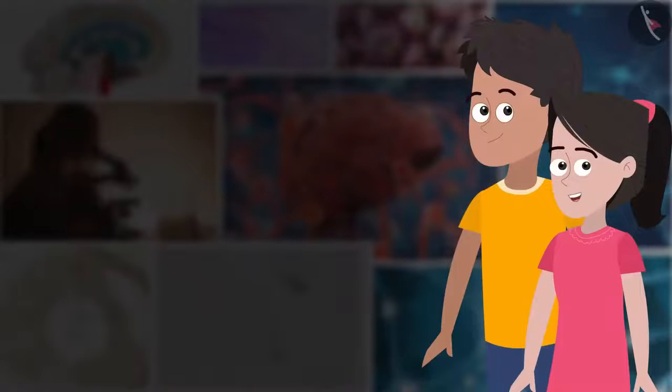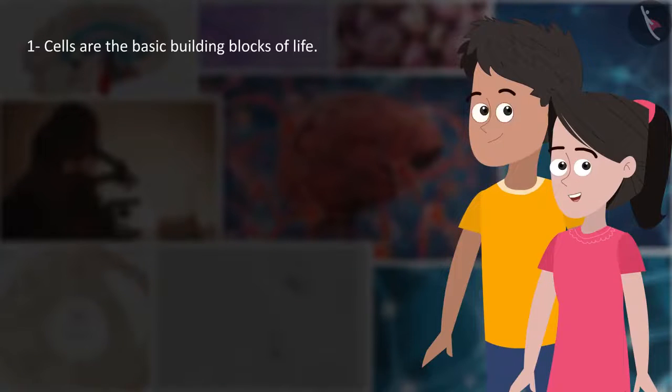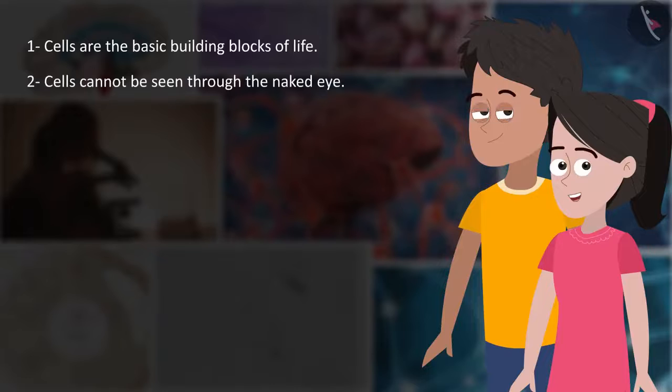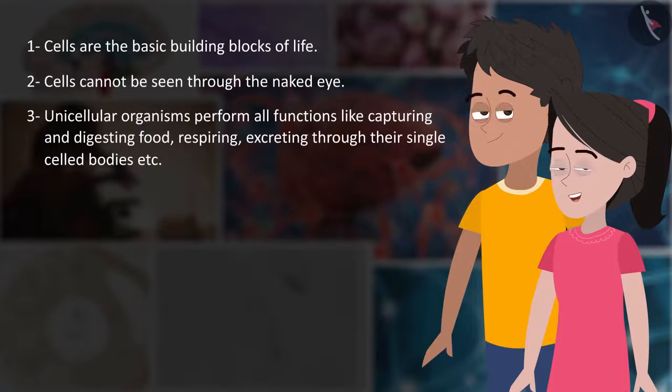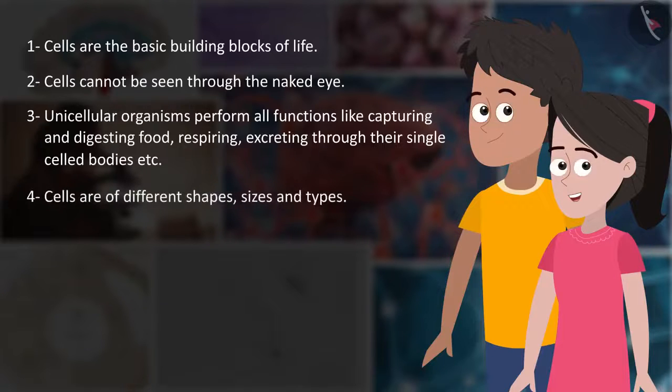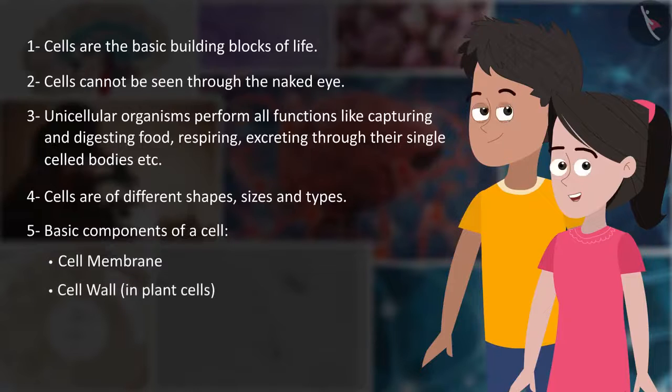Let us summarize our learning. Cells are the basic building blocks of life. Cells cannot be seen through the naked eye. Unicellular organisms perform all functions like capturing and digesting food, respiring, excreting through their single-celled bodies, etc. Cells are of different shapes, sizes and types. Basic components of a cell: cell membrane, cell wall in plant cells, cytoplasm, nucleus.